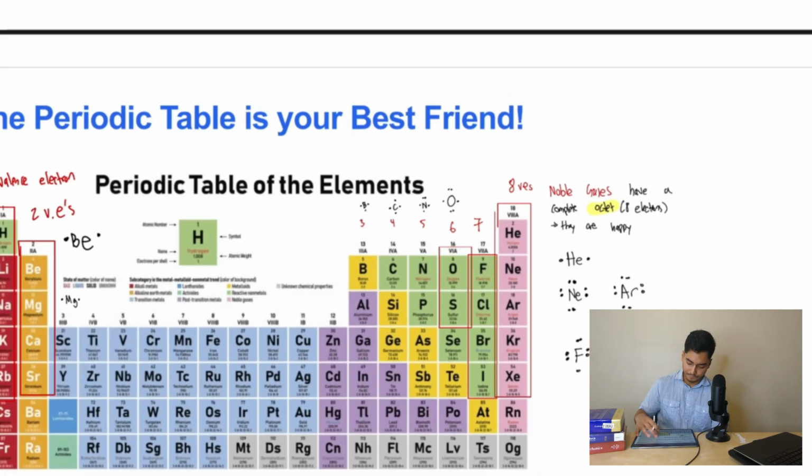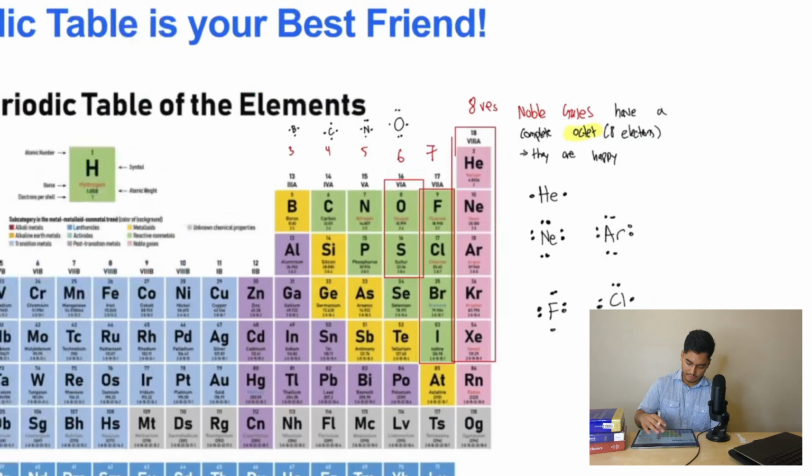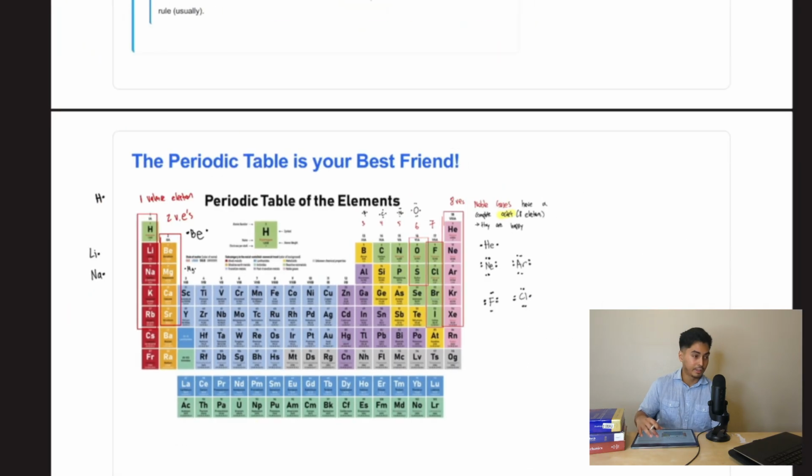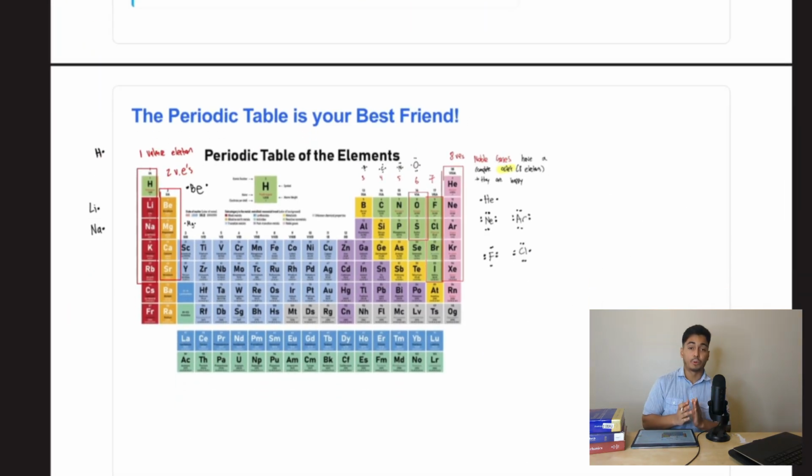Again, that's the trick here. We go all the way down: 8, 7, 6, 5, 4, 3. So this is really, really important that you understand the number of valence electrons before even starting Lewis structures.